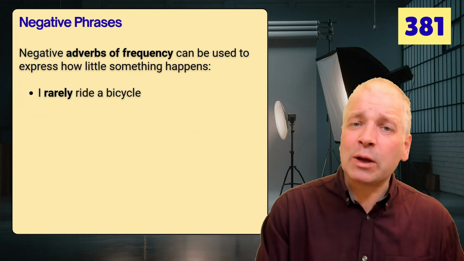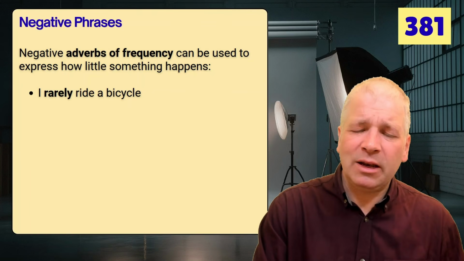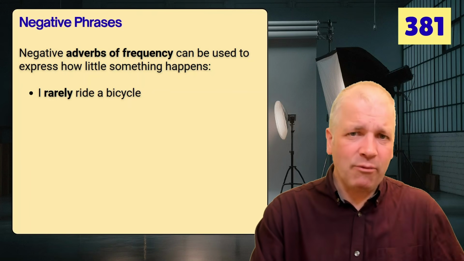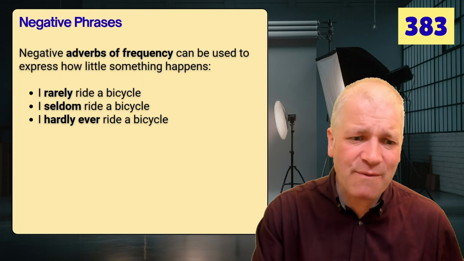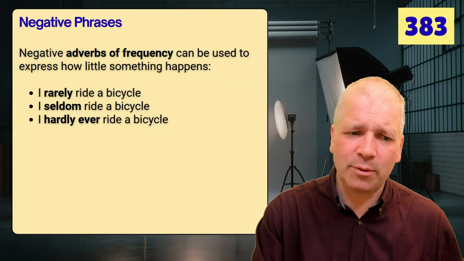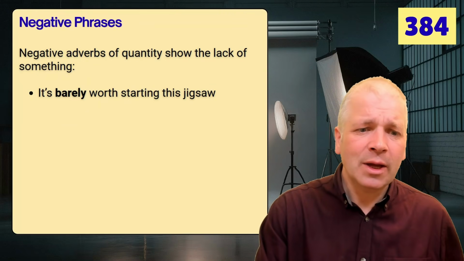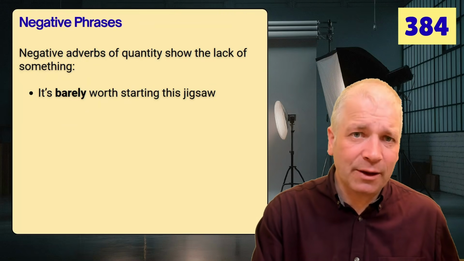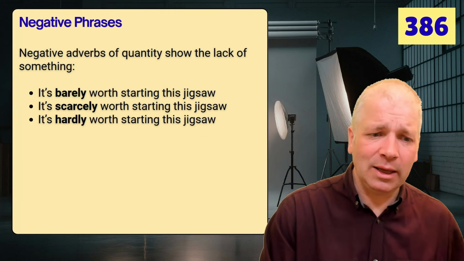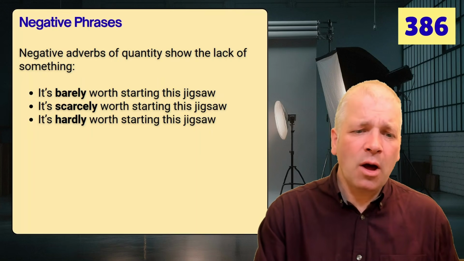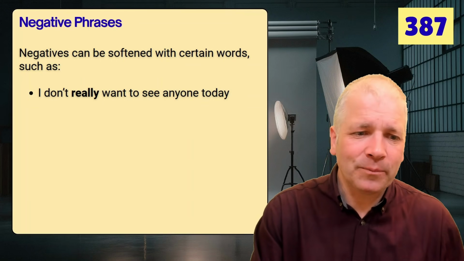Negative adverbs of frequency can be used to express how little something happens in terms of time, occurrences, regularity. I rarely ride a bicycle. I seldom ride a bicycle. I hardly ever ride a bicycle. All of these are negative adverbs of frequency. They're not nothing, but they're nearly nothing. Negative adverbs of quantity show the lack of something. It's barely worth starting this jigsaw. Scarcely, hardly. And this means there's almost no reason or almost no amount of worth here.